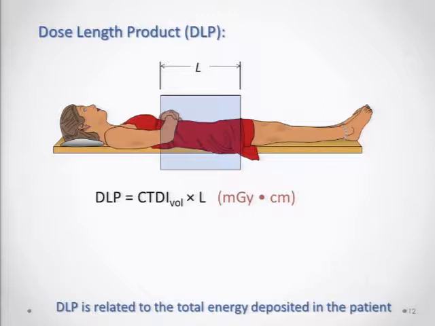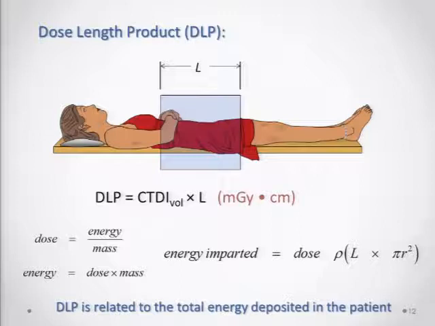And I'll just point out that DLP is actually quite a useful tool and is probably more related to the patient dose than CTDIvol. We can show that since dose is energy over mass, energy imparted is equal to dose times the mass of the phantom, which is the density times the length and the area of the phantom. If we just divide out rho and pi r squared, we have dose times length. So you can see that DLP is really linearly related to the energy imparted.